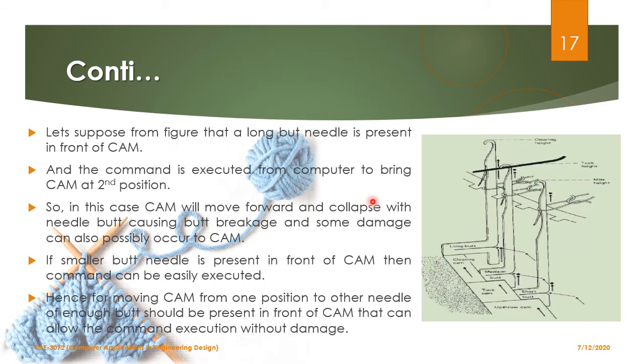Here it can be seen from the figure that it is a longer butt needle, then shorter, and at the end shortest. So if we shift the position of cam from plus to 2 position while the long butt needle is present in front of cam, then the butt will collide with the cam and the butt will break. So when we change the position of cam, the shorter butt needle should be present in front of cam so that the command can be easily executed without any damage.